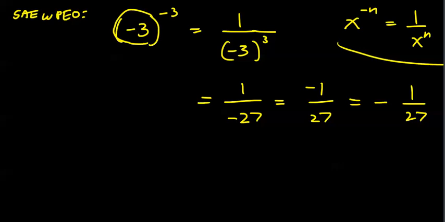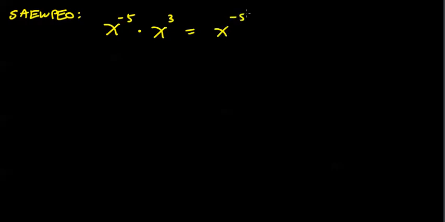Let's try some more variable expressions. Simplify and express with positive exponents only. X to the minus 5th power times x cubed. Alright, well, as we know from part 1, when we multiply the same bases, we keep that same base and add the exponents. Okay? And these same rules hold for negative exponents just like they do for positive exponents.